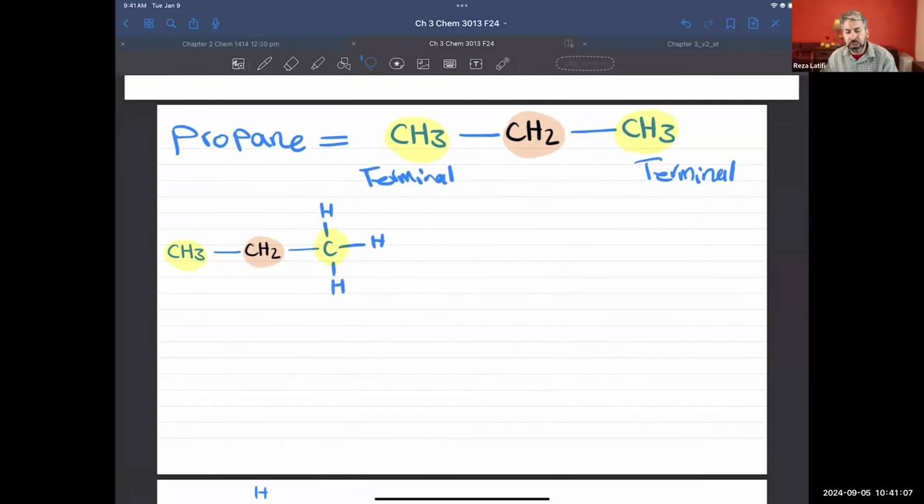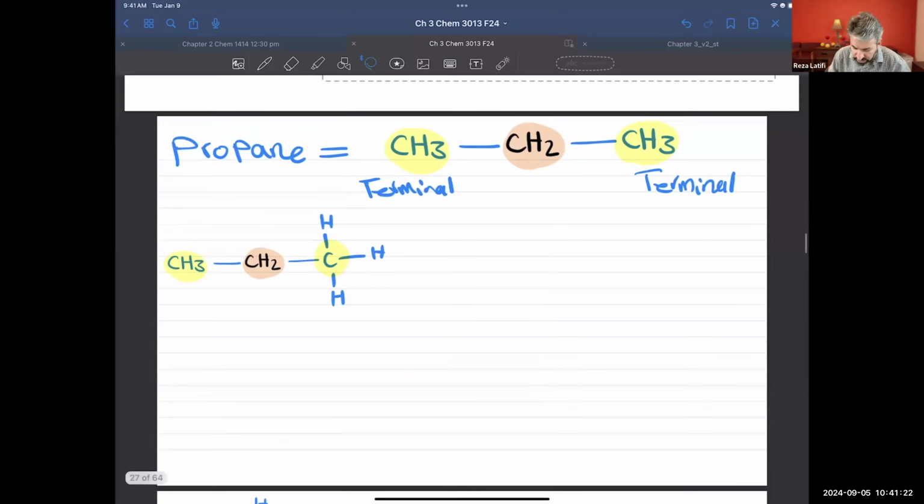Propane has 3 carbons, and 2 of them are terminal. They have 3 hydrogens, and one in the middle. The one in the middle is different from the terminal hydrogens. So what will happen if I remove one of the terminal hydrogens? If I say minus hydrogen, the structure that I'm going to get is like this.